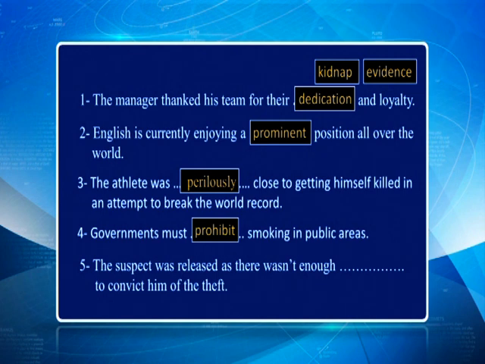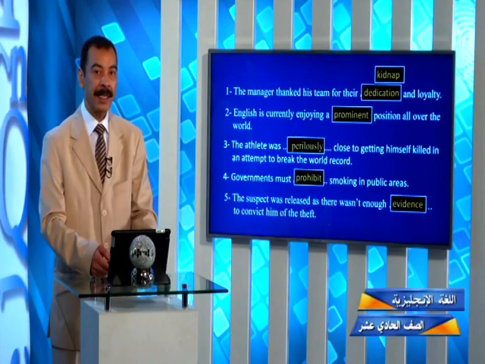Here we have two remaining words. One is a noun and the other is a verb. And what do we need here? Wasn't enough. We need a noun. So the answer must be evidence. Excellent. You see that if you analyze the sentences, you have more chances to get to the right answer.